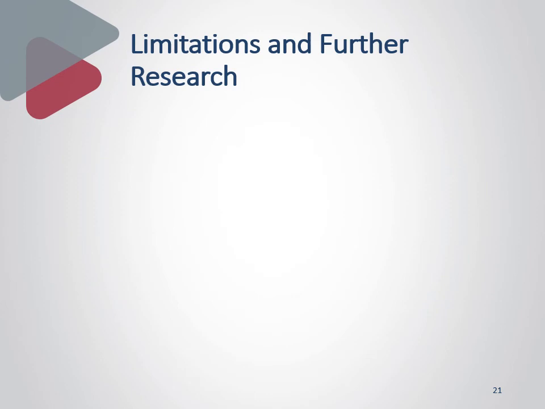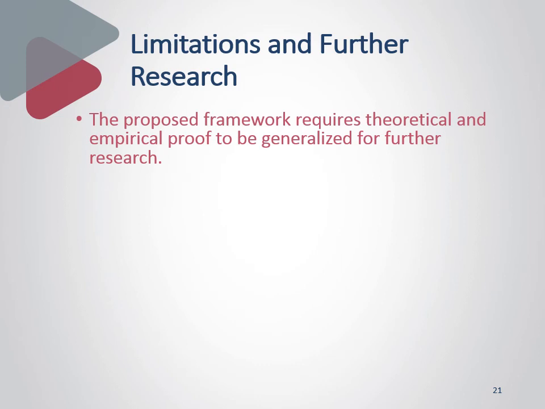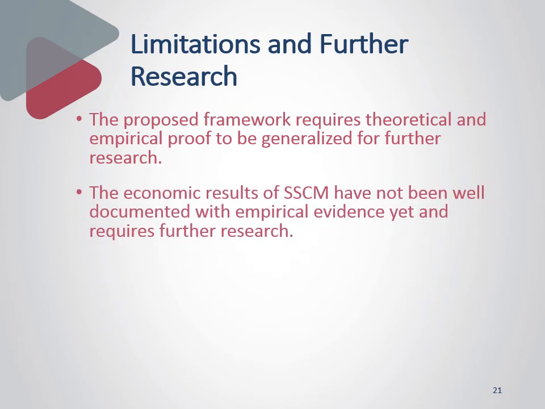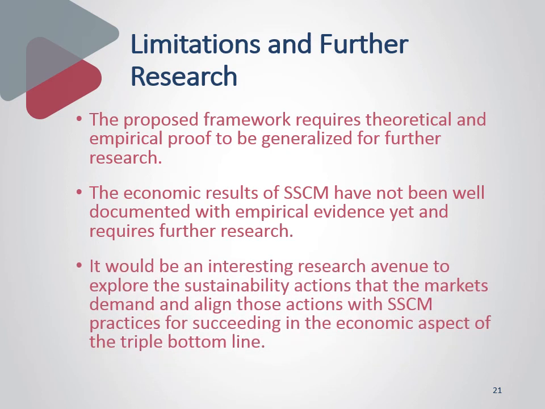As with any research paper, this one also has a few limitations. The article itself mentions that the proposed framework requires theoretical and empirical proof to be generalized for further research. So more theoretical proof is required before further research can be carried out. Also, the economic results of sustainable supply chain management have not been well documented with empirical evidence yet, and they require further research. An interesting research avenue to explore is the sustainability actions that the markets demand, and to align those actions with sustainable supply chain management practices for succeeding in the economic aspect of the triple bottom line.